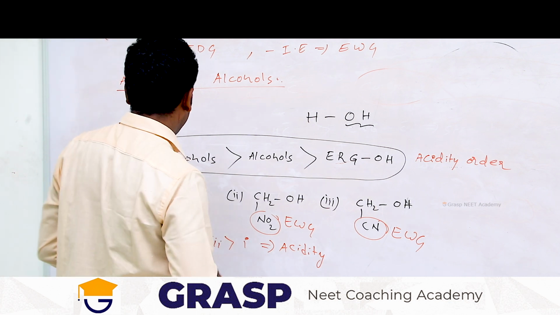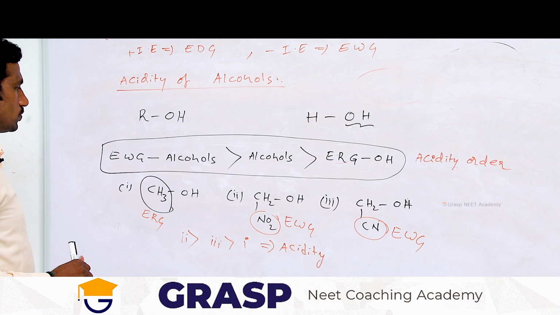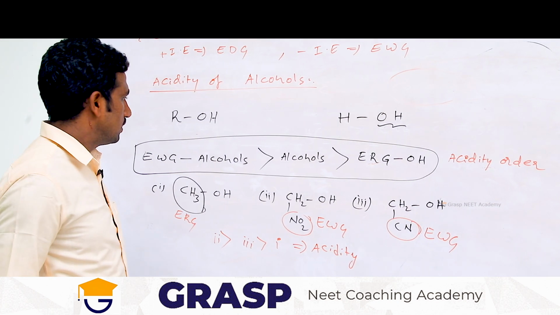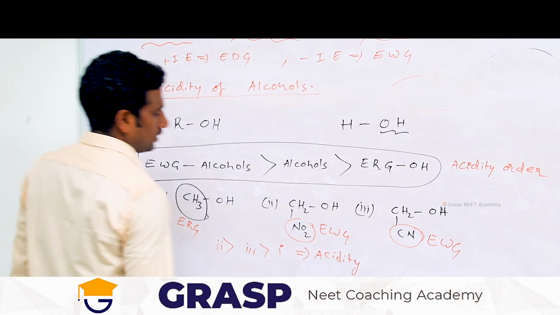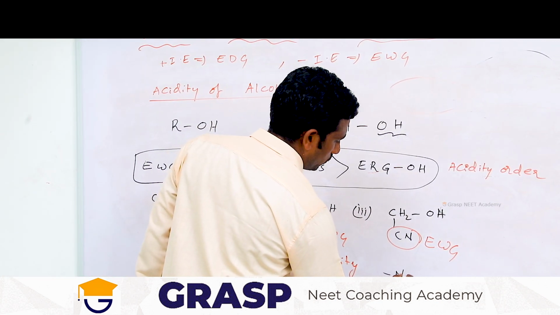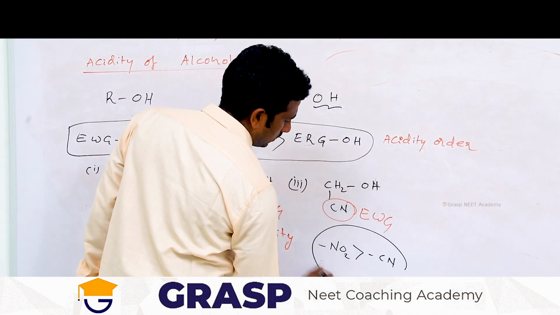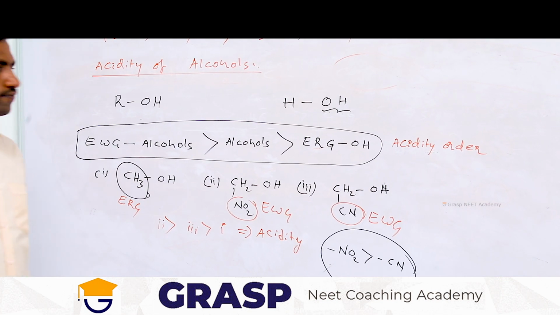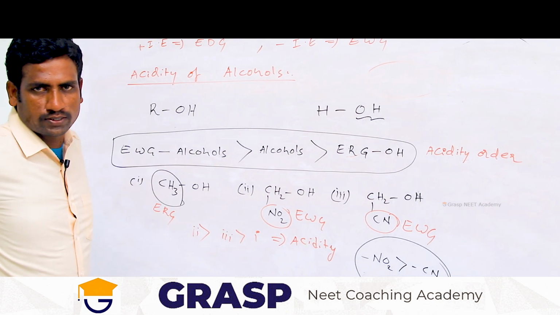See, what did you understand here? Electron withdrawing groups attached alcohols are more acidic in nature than normal alcohols, followed by the electron releasing group alcohols. Here, comparing withdrawing power, NO2 has more withdrawing power than CN. That is why I wrote the second first, then the third, followed by the first. This is about the acidity order of the alcohols.